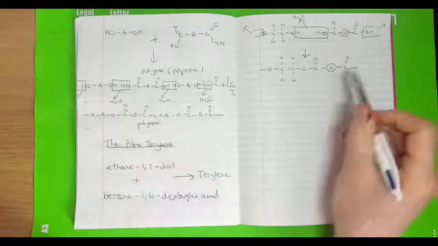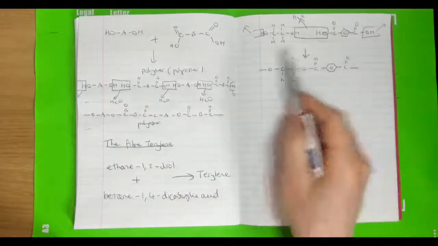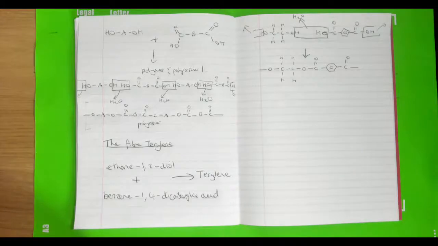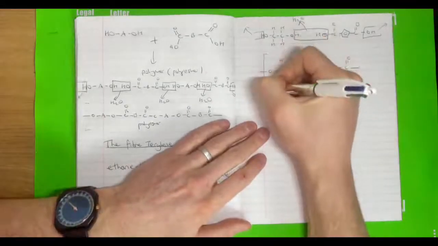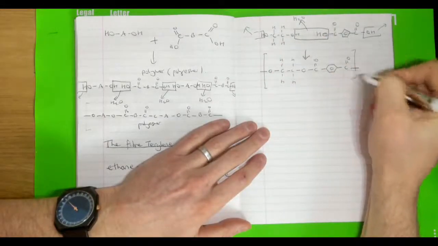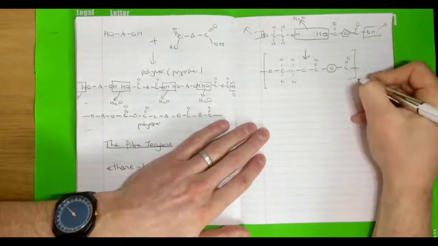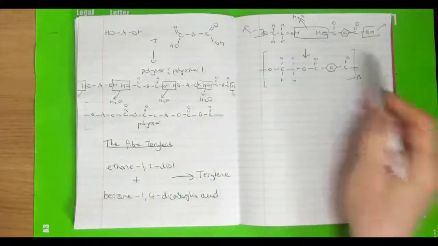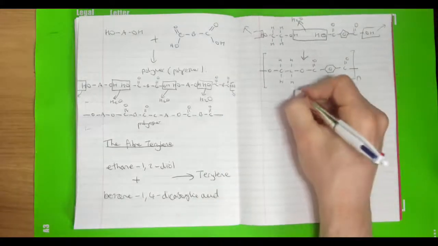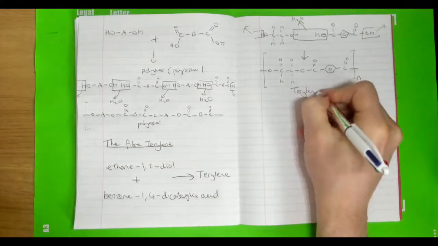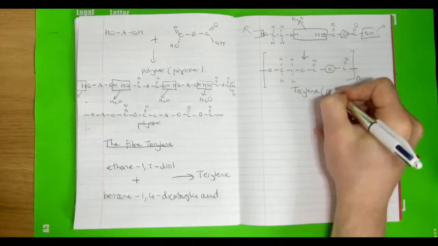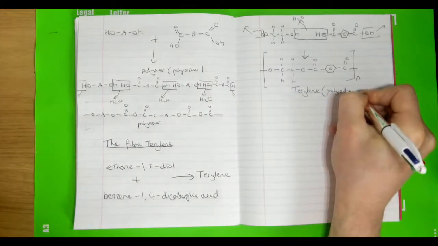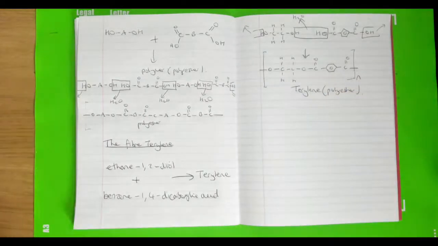So what I've got here is a repeating unit. And because I've got a repeating unit, I can just put a line that dissects that there like that and write the little symbol N, and you would have seen that at GCSE. This is our repeating unit for terylene, which is a polyester.